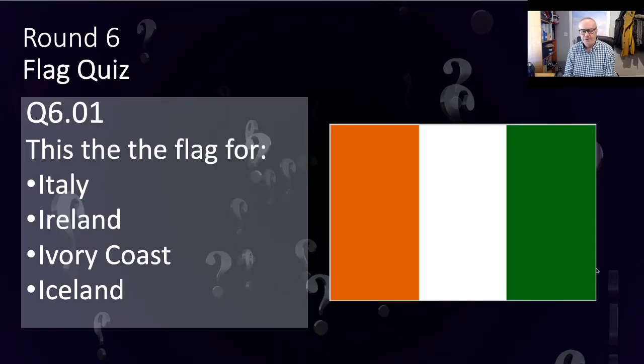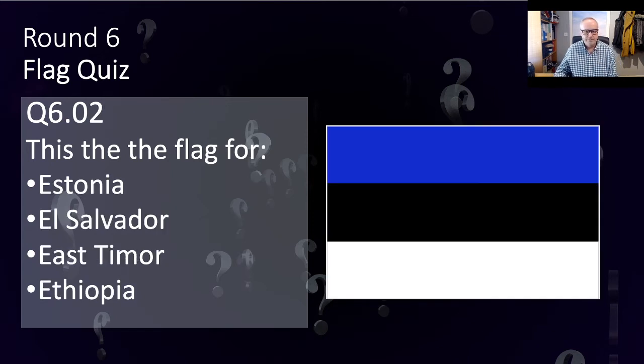So question number 1 in round 6. This is the flag for Italy, Ireland, Ivory Coast or Iceland. But which one is it? Question number 2. This is the flag for Estonia, El Salvador, East Timor or Ethiopia? But which one is it?